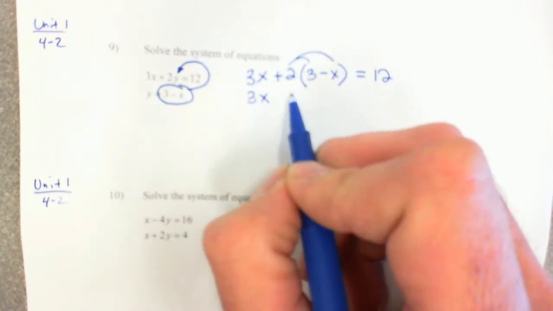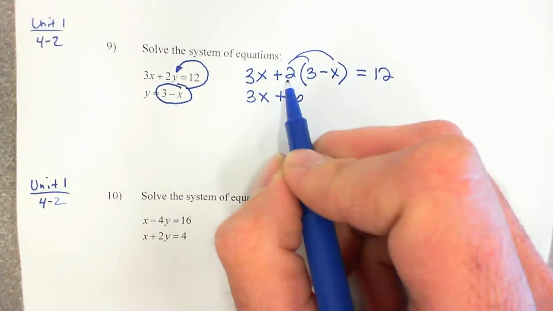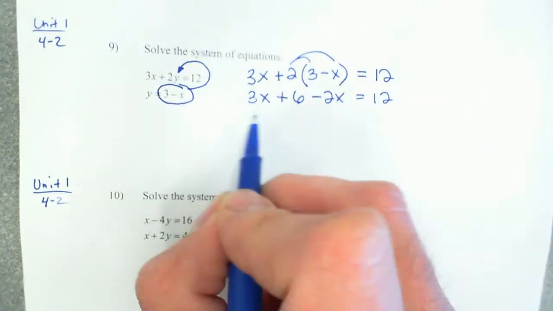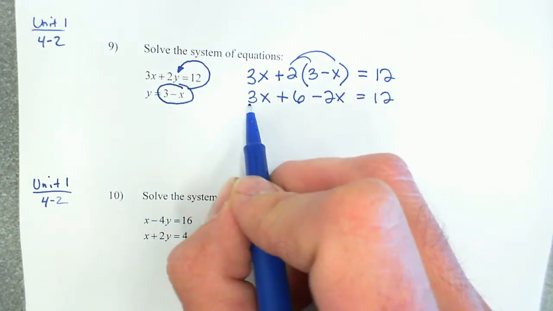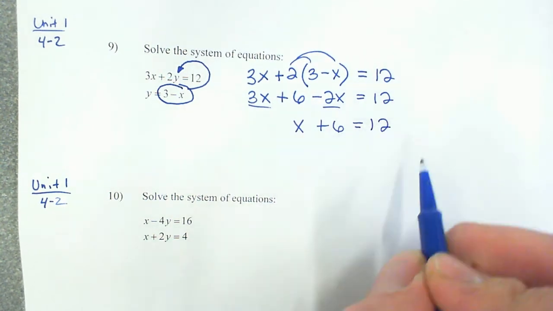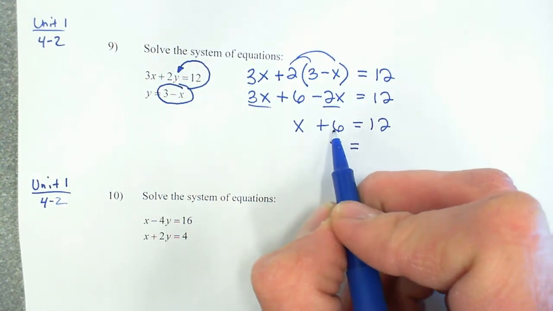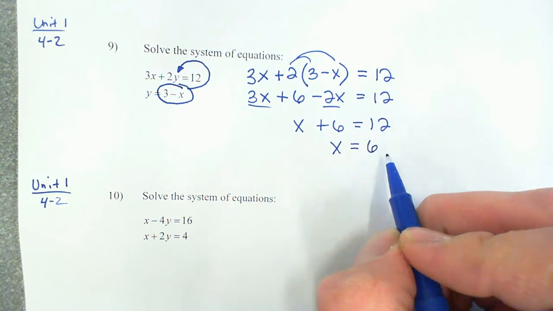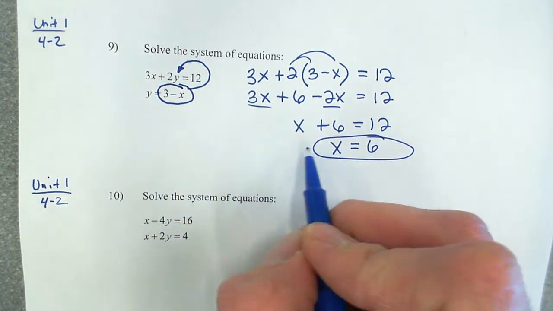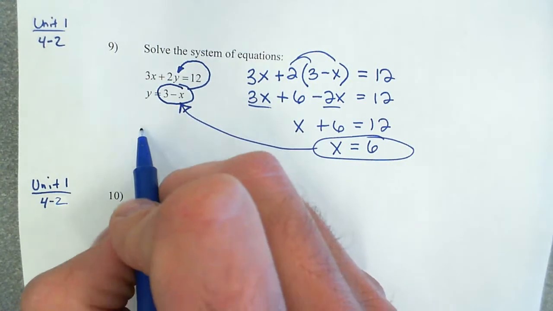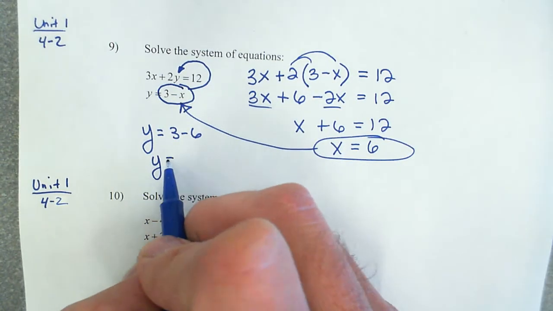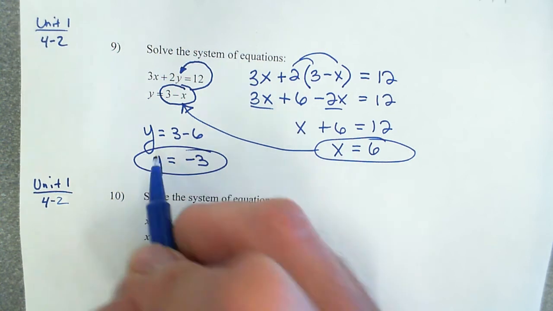So this is 3x plus 6 minus 2x equals 12. Now we have nothing but x's. So 3x minus 2x is x, plus 6 equals 12. So then x equals, subtract the 6, and you get x equals 6. Once you know that x is equal to 6, you can plug that back in here for y. So y equals 3 minus 6. So y is equal to negative 3.